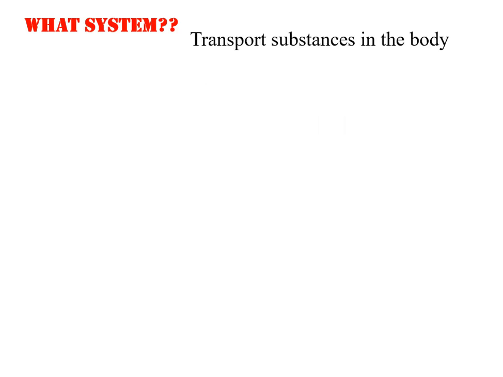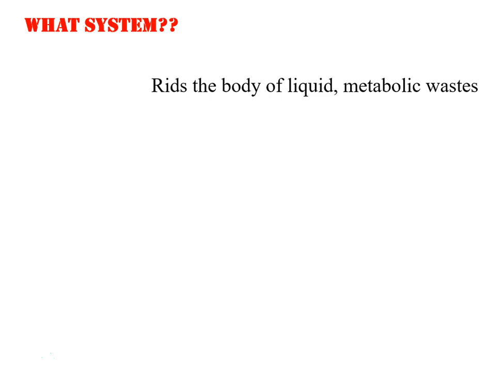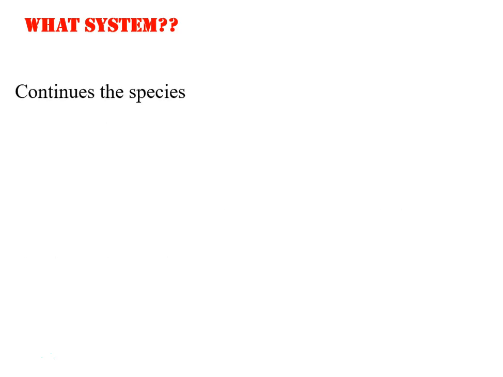What system transports substances in the body? That would be the cardiovascular system. What system processes food? That would be the digestive system. What system rids the body of liquid, metabolic, or nitrogenous waste? That would be the urinary system. What system continues the species?